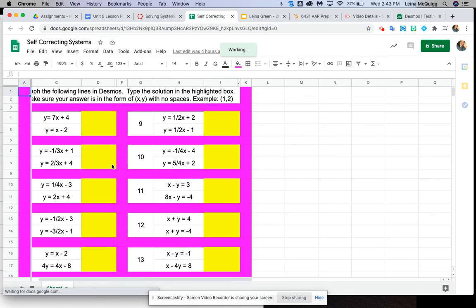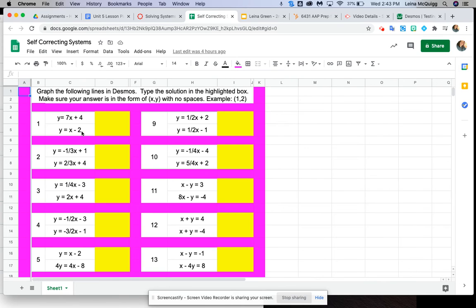And you're going to put the solutions in here. Again, all the yellow boxes, we've done assignments like this before, all the yellow boxes will turn green when you get them correct, okay? So I will do number 1 with you.